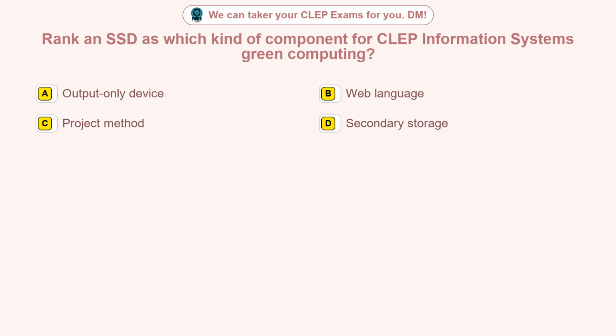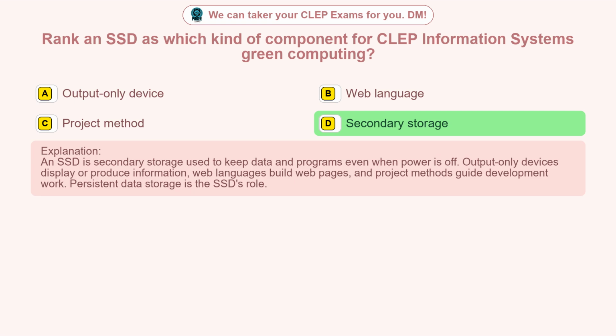Question 53. Rank an SSD as which kind of component for CLEP Information Systems green computing? Option A, output-only device. Option B, web language. Option C, project method. Option D, secondary storage. The correct answer is option D, secondary storage. An SSD is secondary storage used to keep data and programs even when power is off. Output-only devices display or produce information, web languages build web pages, and project methods guide development work. Persistent data storage is the SSD's role.